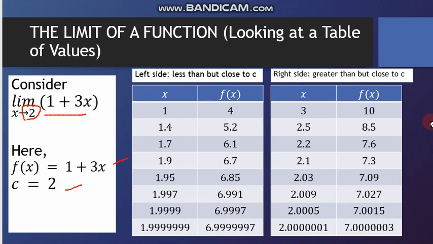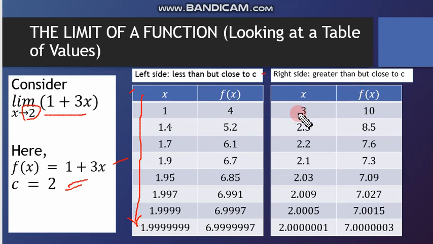In this lesson, we will identify the limit of a function by looking at a table of values. So let's construct a table of values. Actually, there are two tables to be constructed, the left side and the right side. At the left side, we will assign values of x which are lesser than c, so the c here is 2. Take note, we will assign values of x lesser than 2 but close to 2. Make sure that you assign the values of x in ascending order.